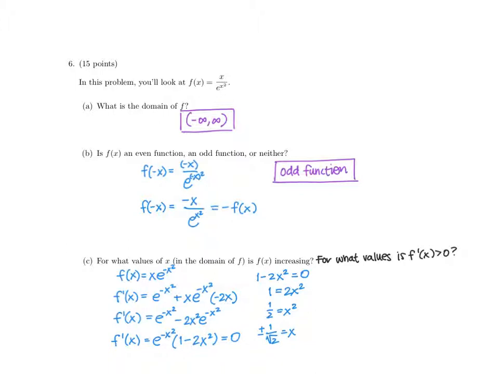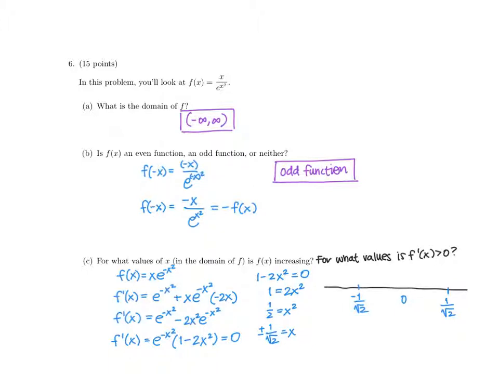We want to mark these critical points, 1 over root 2 and negative 1 over root 2 on there. Now I know that 0 is not a critical point at all, but I just put it in there so I sort of understand my number line pretty nicely. And I want to check each of these various intervals on that number line. Now let's pick something that's less than negative 1 over root 2. So I'll pick something like negative 2.